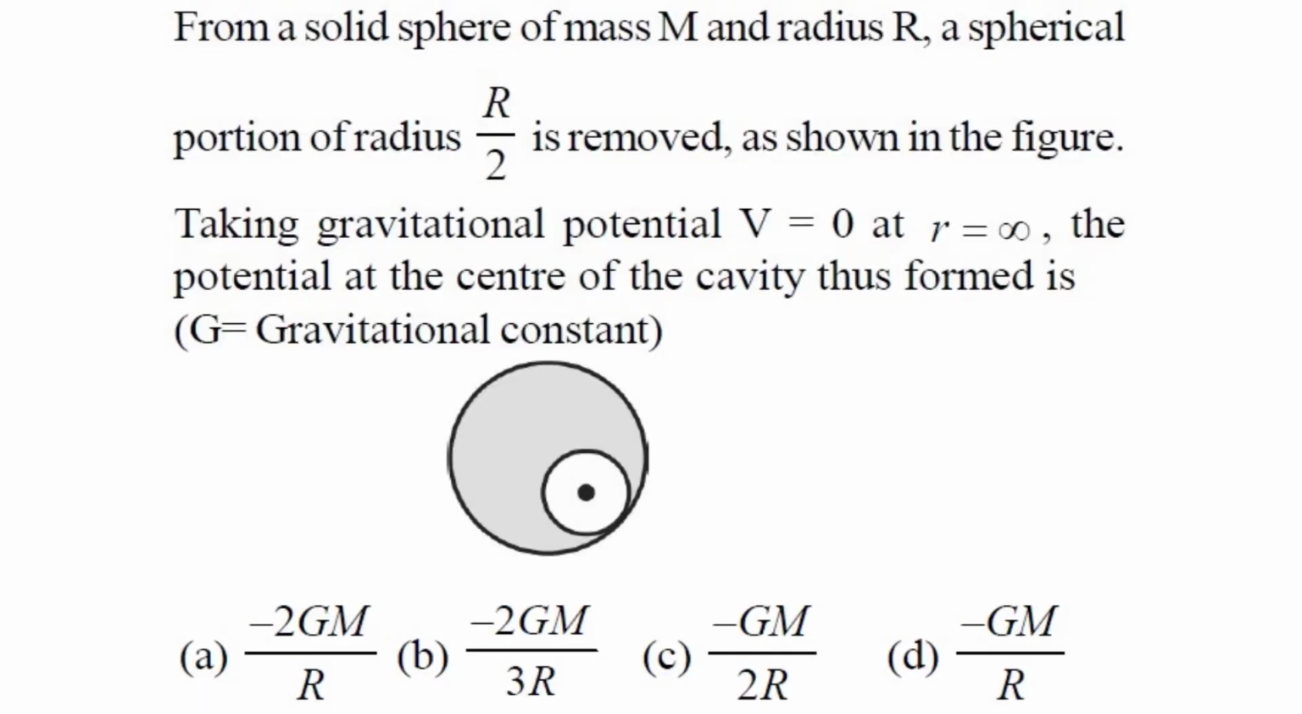From a solid sphere of mass M and radius R, a spherical portion of radius R/2 is removed as shown in the figure. Taking gravitational potential V = 0 at r = infinity, the potential at the center of the cavity thus formed is, G = gravitational constant.